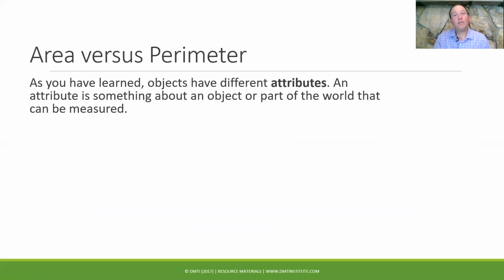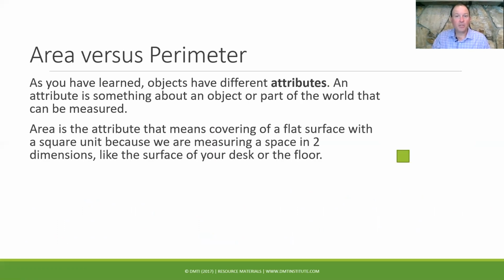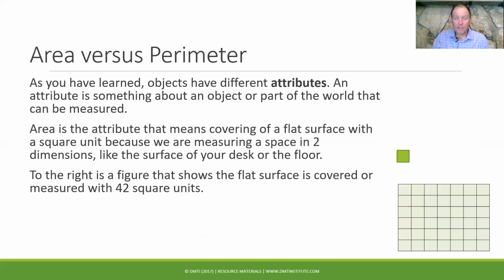Then yes, we do need to switch gears a little bit into the different attribute of one dimension. We want to be very upfront with kids. Let's look at the same figure we've been practicing on for finding area, and that has the 42 square units.